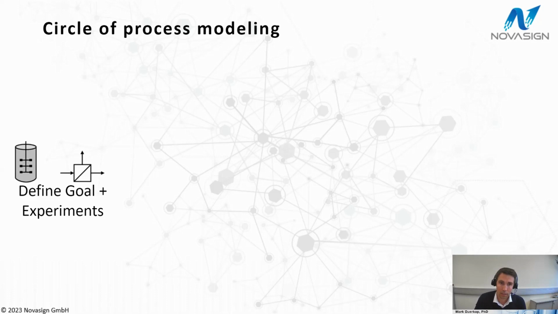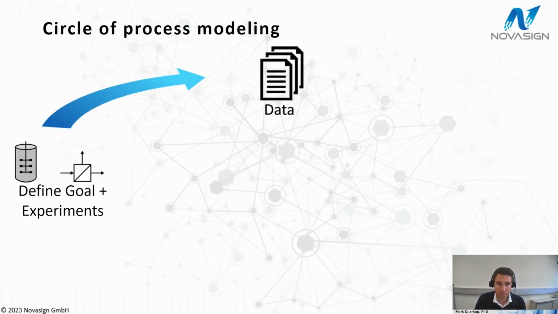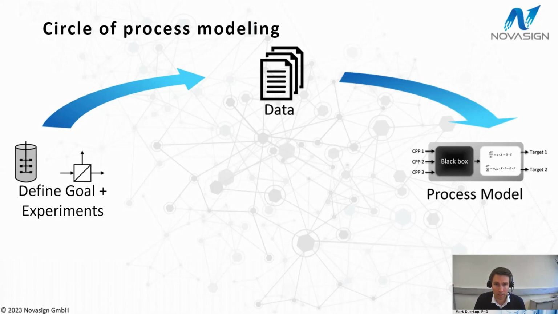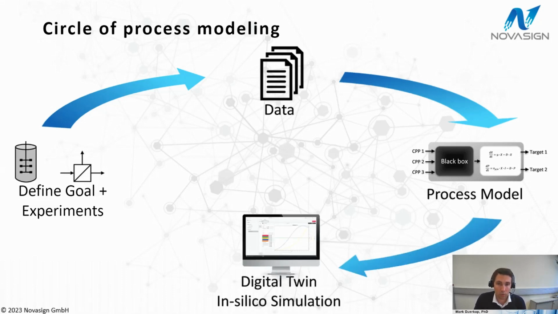And based on that, you can then start considering the experiments you have to perform. Based on that, you collect data. So all of these experiments basically deliver you a lot of data. From this data, you can set up a process model that should describe this data. And then you put this process model in a digital twin where you can do in silico simulations to say what would happen if. So what would happen if we now change the temperature? What would happen if we change the pH, etc.? And the digital twin would basically suggest new experiments. So you can see this as an iterative loop.